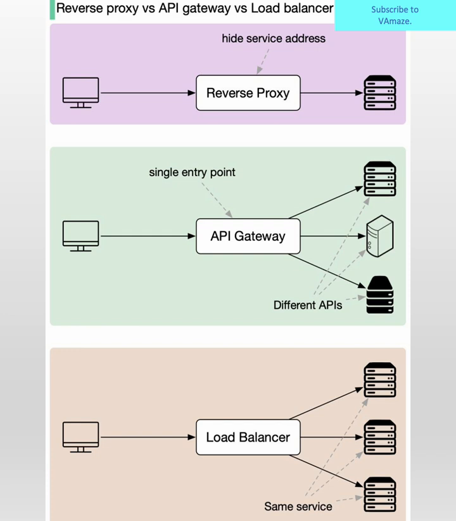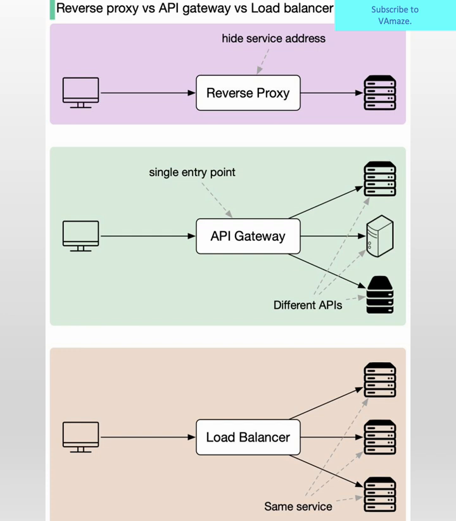It's designed specifically for API management and can route requests to completely different backend services based on the request characteristics. Architectural intelligence. Unlike a reverse proxy that typically forwards requests to similar backend servers, an API gateway analyzes each request and intelligently routes it to the appropriate microservice or API endpoint. This could mean routing user authentication requests to an identity service, payment requests to a payment processor, and data queries to a database service, all through the same gateway entry point.